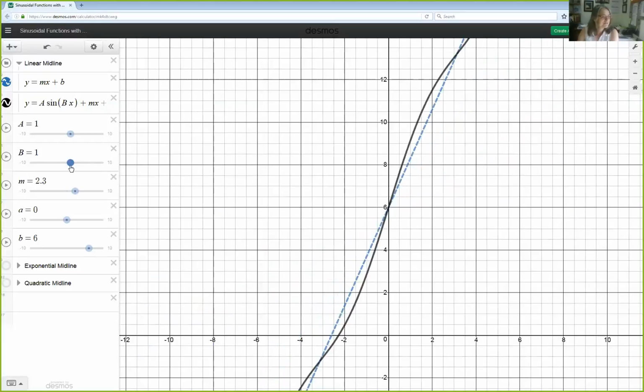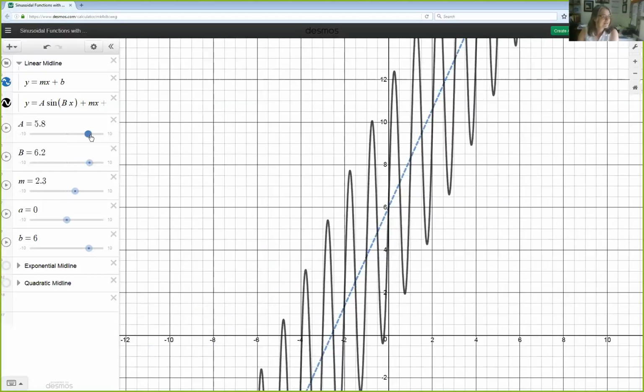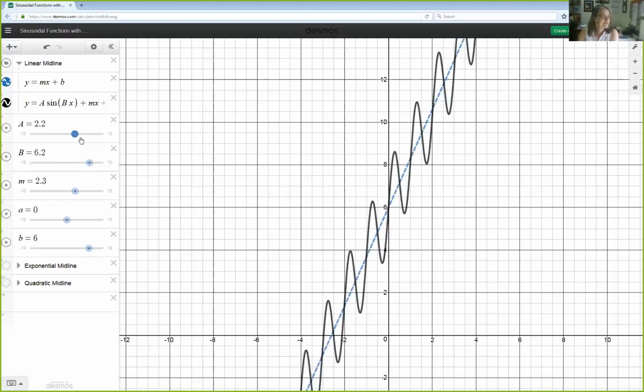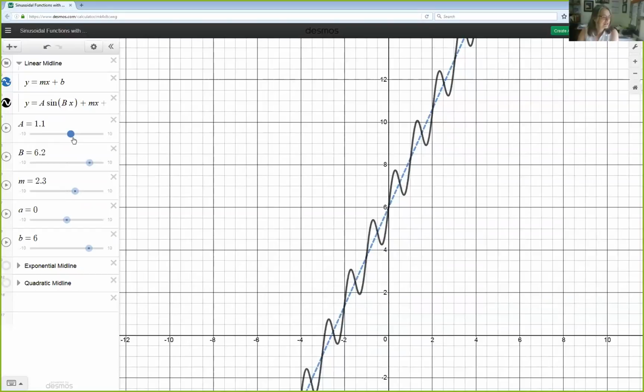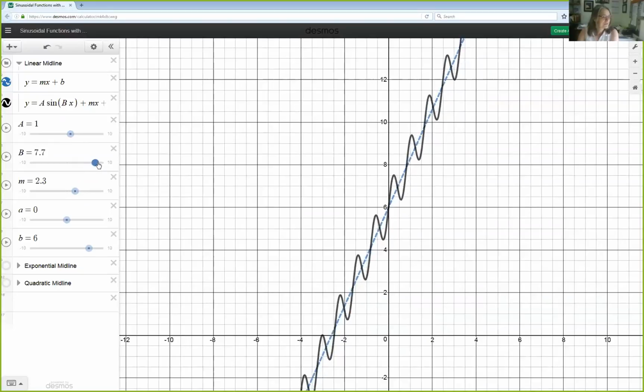But then what happens if we change our period and our amplitude? You can see that my amplitude still behaves the same way relative to my sine portion, and my period behaves the same way. If I increase my b, I get more oscillations. If I make b smaller, I get fewer oscillations. So we're going to talk about different examples of what we can do here.